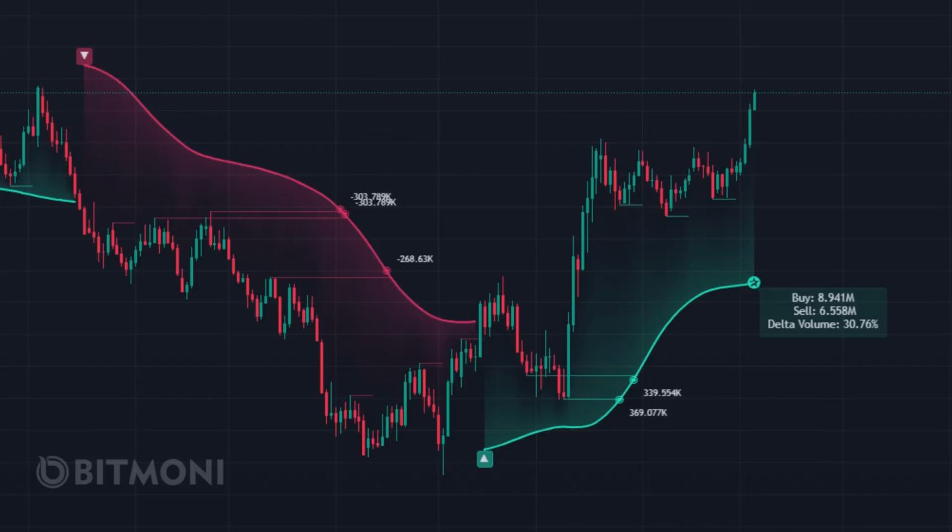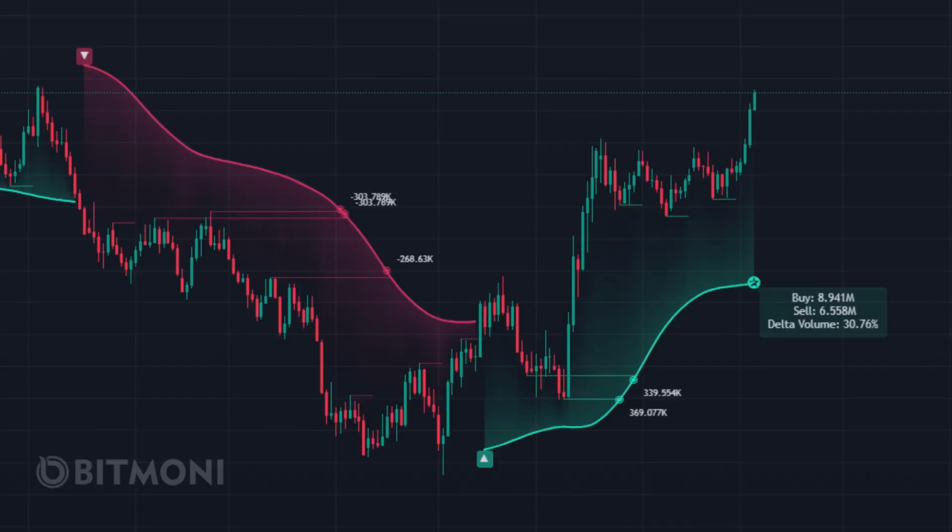To help you spot transitions between bullish and bearish trends, there are up and down arrows. As you can see here, a green upward arrow indicates the onset of a bullish trend, while a red downward arrow indicates the onset of a bearish trend.